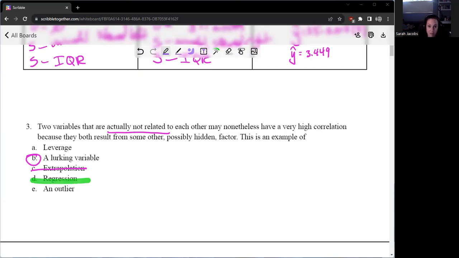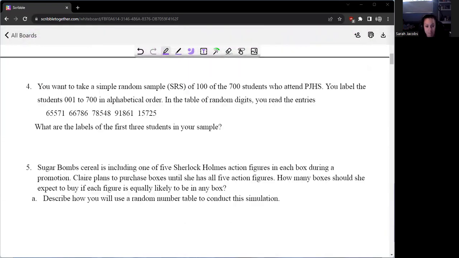Regression is just that process of fitting a line or curve to the data you have. An outlier has that specific definition: either more than 2 standard deviations away from the mean, or 1.5 times the IQR above the third quartile, or 1.5 times the IQR below the first quartile. And then leverage, again, is more about regression. A high leverage point is a point that's really far out that's affecting the line of best fit. Okay, so just some definitions.